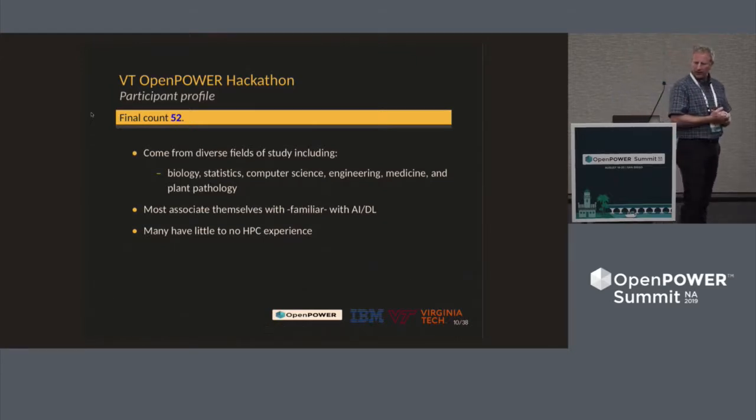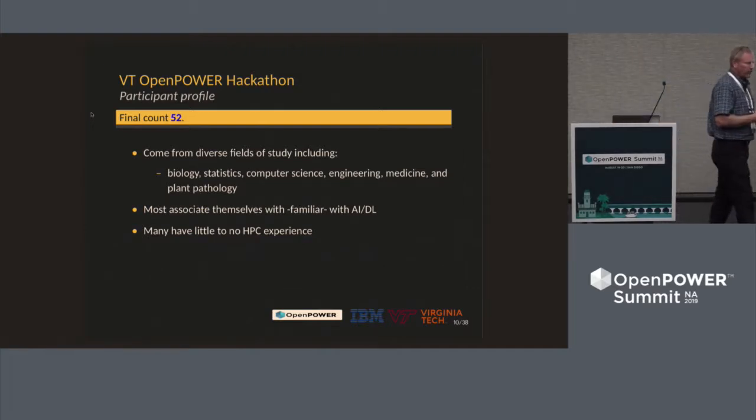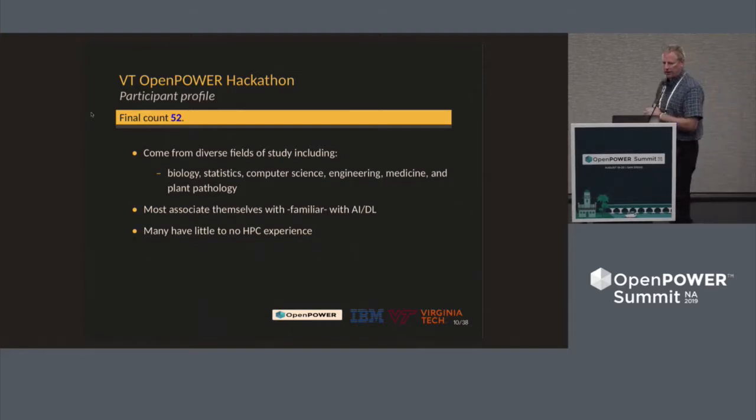And just kind of continuing down this, we had about 52 people, as I mentioned. We had people from all over campus, so biology, statistics, computer science, engineering, medicine, even plant pathology. So we had a very diverse set of people joining us. Many of the people, when we polled them, said that they're familiar with AI or deep learning. Nobody really said experts, okay?